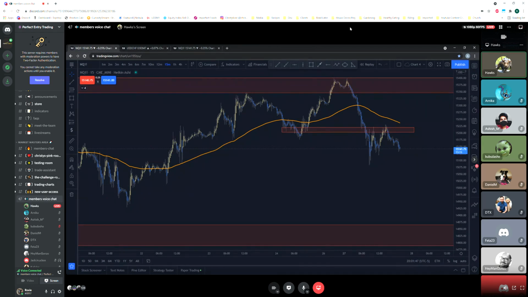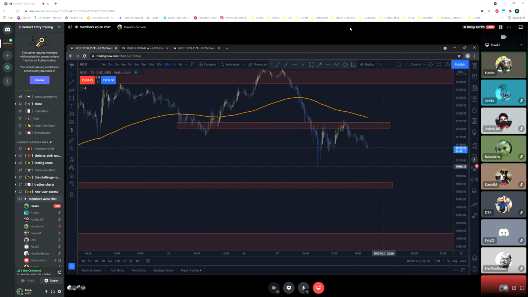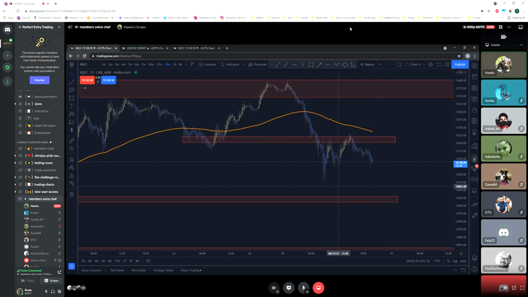I do want to point out, whenever you see these hanging wicks like this, for some reason price is also attracted to these little areas, so I always try to cover those up as well. It's usually trying to fill orders that weren't filled at the time. It moved very quickly in and out of that zone.